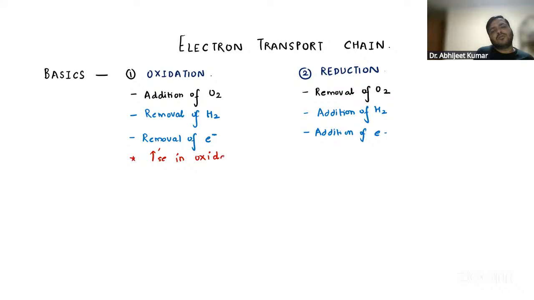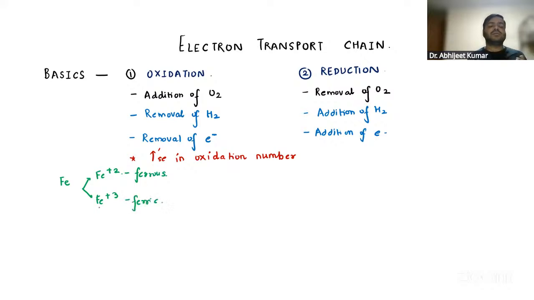Increase in oxidation number. Now, guys, let us just take an example. You already know that we have iron, right? Let me take this example that this iron basically exists in two forms, Fe plus 2 and Fe plus 3. Now, Fe plus 2 is called ferrous, and Fe plus 3 is called ferric.